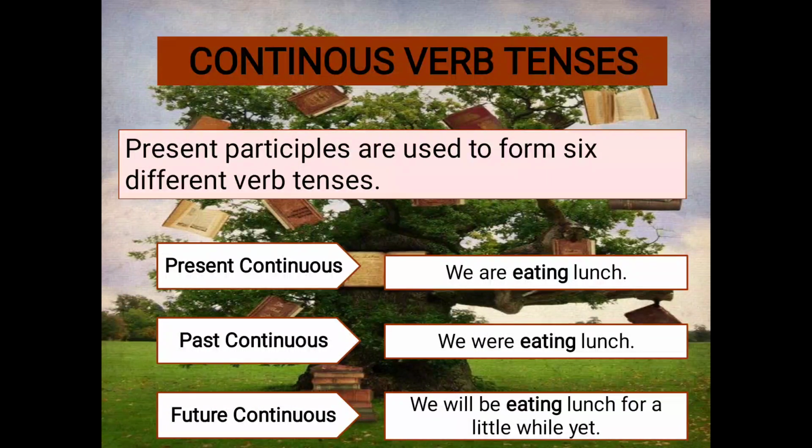Continuous verb tense. Present participle are used to form six different verb tenses: present continuous, past continuous, and future continuous. Let's see first present continuous. We are eating lunch. Past continuous. We were eating lunch. Future continuous. We will be eating lunch for a little while yet. Eating is continuous verb tense.